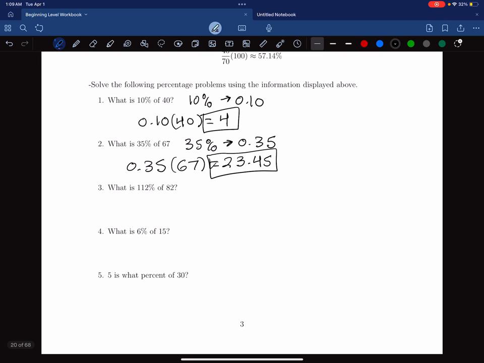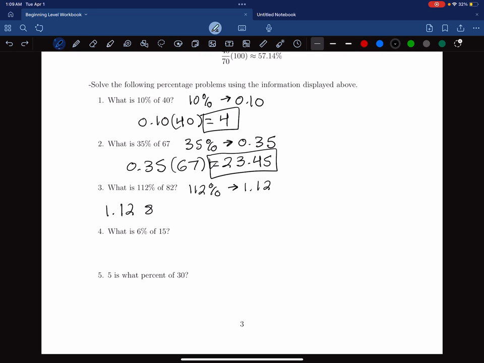In example 3, we are asked, what is 112% of 82? Now we have to convert 112% into a decimal, and that is going to be 1.12. So we're going to take that 1.12 and multiply it by 82.